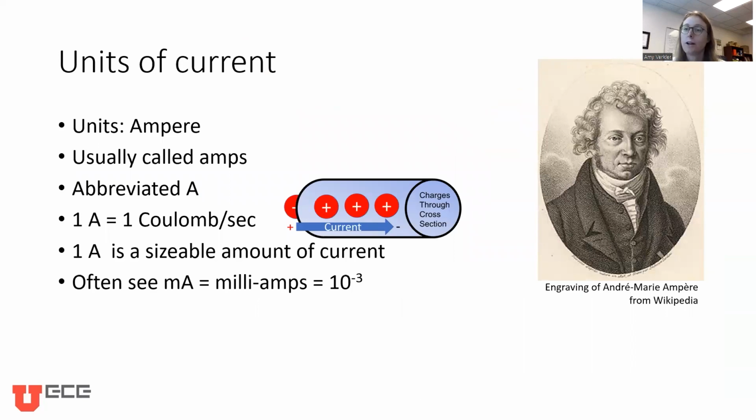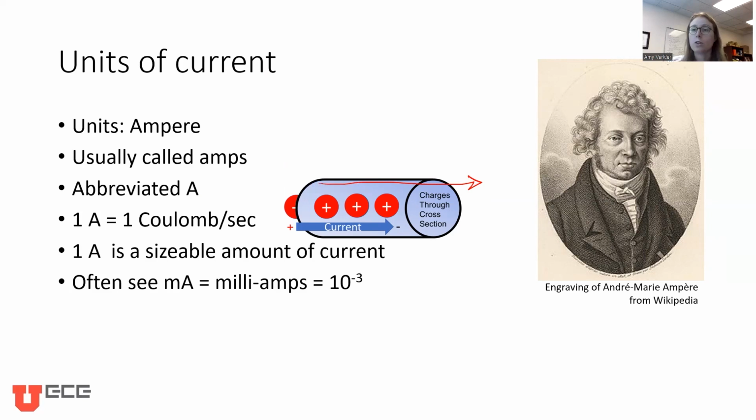The units for current are amperes, and they're actually named after André-Marie Ampère, who was a French physicist back in the late 1700s and early 1800s, and he's one of the founding fathers of electromagnetism. We usually call them amps for short. It's abbreviated with a capital A, this unit. And 1 amp is equal to 1 coulomb per second. And this dimensional analysis makes sense because we're talking about charges, which have units of coulombs, and the rate at which they're flowing through that cross section, so per second.